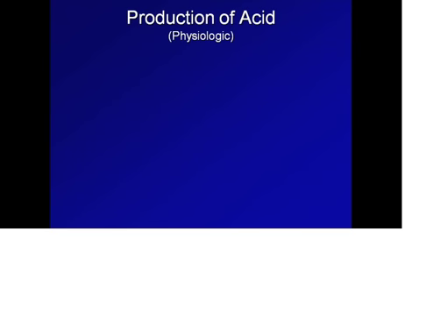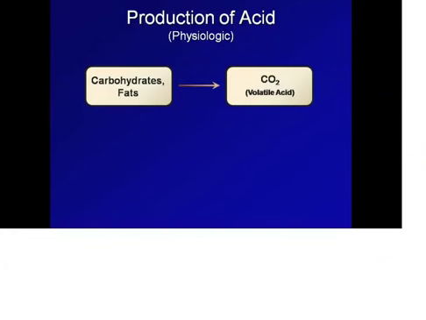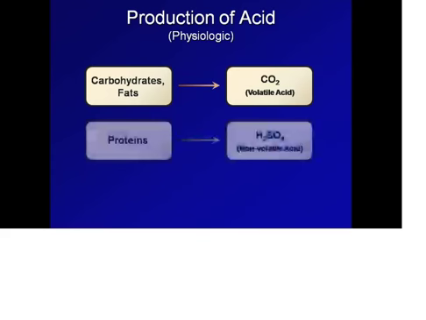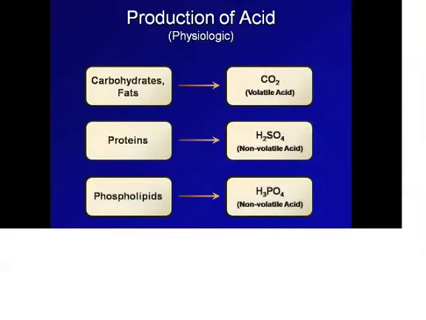The physiologic metabolism of different types of macromolecules leads to different acids as byproducts. Breakdown of carbohydrates and fats yield carbon dioxide, a volatile acid. This term volatile means that it vaporizes easily, which is a critical characteristic in order for acid-base balance to be possible, as it allows carbon dioxide, which carries the major acid burden of the body, to be exhaled as a gas by the lungs. Breakdown of protein yields sulfuric acid, and breakdown of phospholipids yields phosphoric acid.